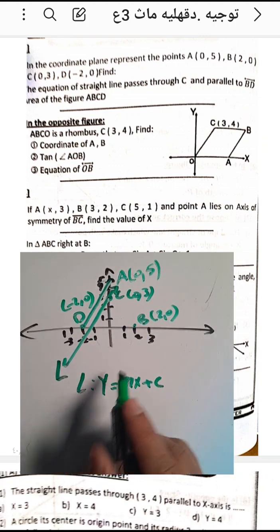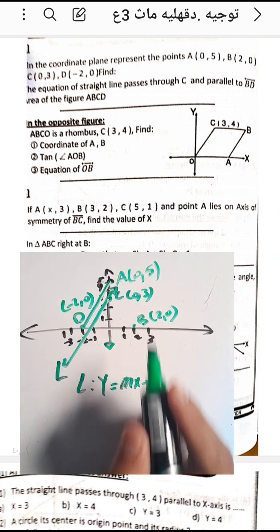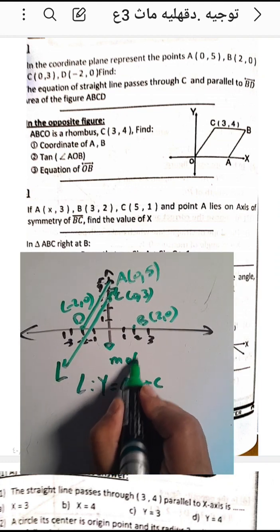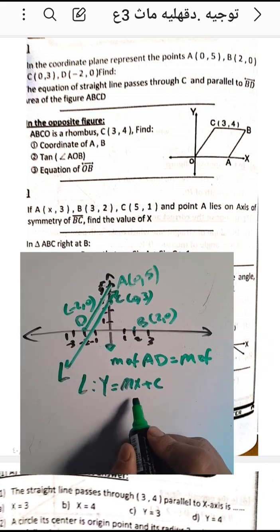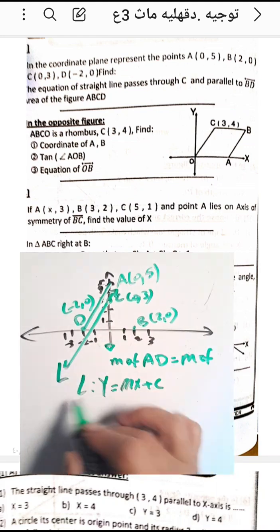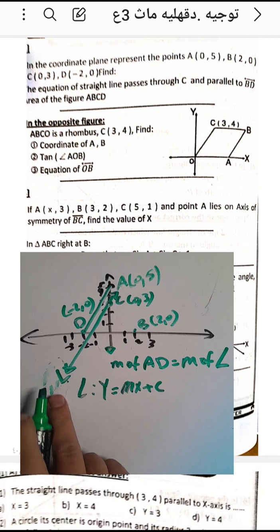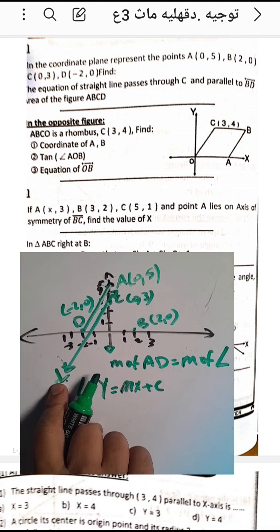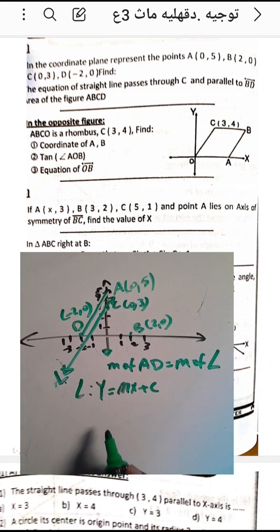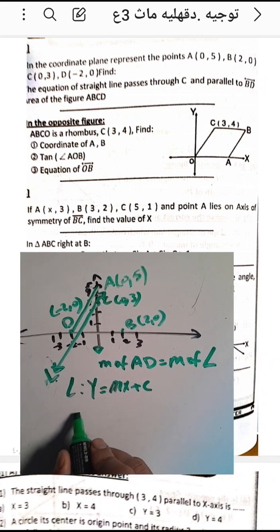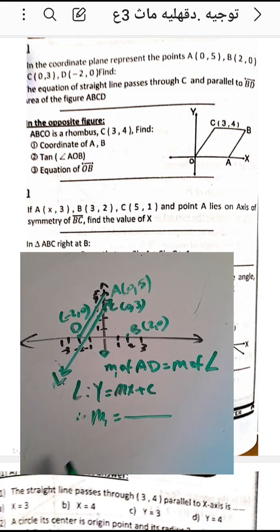Okay, it's parallel to BD, then the slope of BD will be equal to the slope of the straight line L. The slope of L here equals the slope of BD because it's parallel. Then the slope of BD will be y2 minus y1 over x2 minus x1.